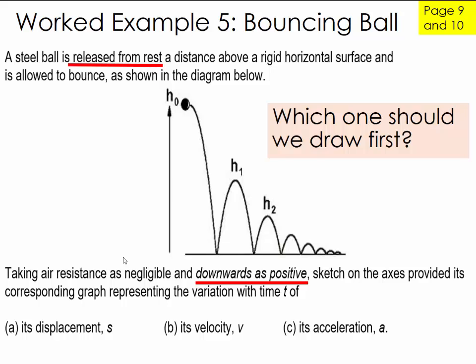Sketch on the axes provided the corresponding graphs representing the variation with time t of displacement, velocity, and acceleration. Which one should we draw first? Should we draw the displacement, velocity, or acceleration-time graph first? Question, which one is easiest to draw?